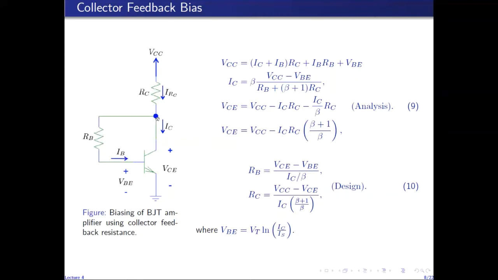So the voltage at this node, which is the collector node, is VCE, and the voltage at this node, which is the base node, is VBE. So RB is given by VCE minus VBE over IB, which is represented as IC over beta. So given IC and VCE, we can design the circuit using these relations.